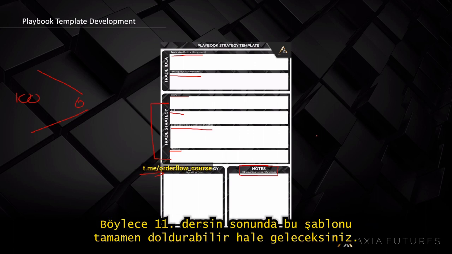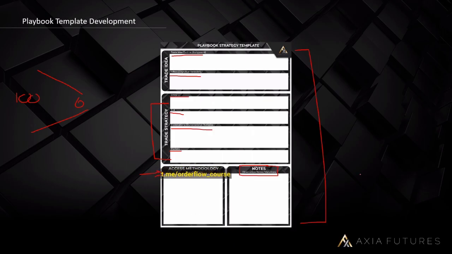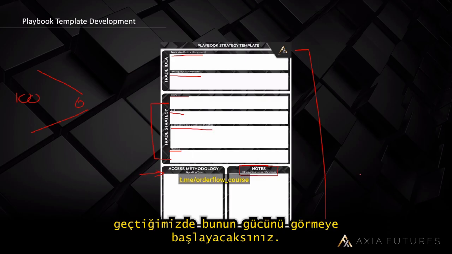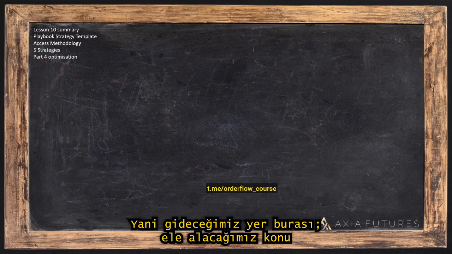So that by the end of lesson 11, you'll be able to fully complete this template and start to see the power of it as we then move on into lessons 12 to 16, which are pure strategy focused. Okay, so that's where we're going.